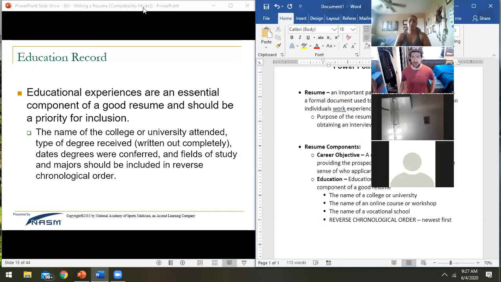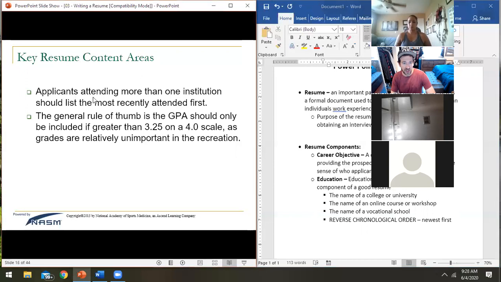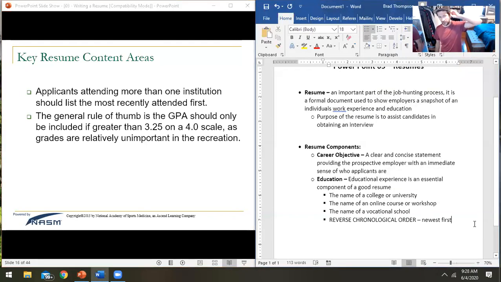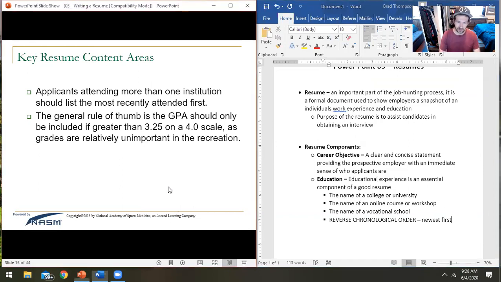That's going to be true of all your resume stuff. Always put it in reverse chronological order. Whatever the most recent thing, that's what goes at the top, not the earliest thing. Applicants attending more than one institution, put the one that's most recent, right? And you can include your GPA, by the way, if you want to, but I wouldn't include it if it's not above a 3.25. You can put your GPA in there if it's really high, but if it's not super impressive, there's really no reason to include it.